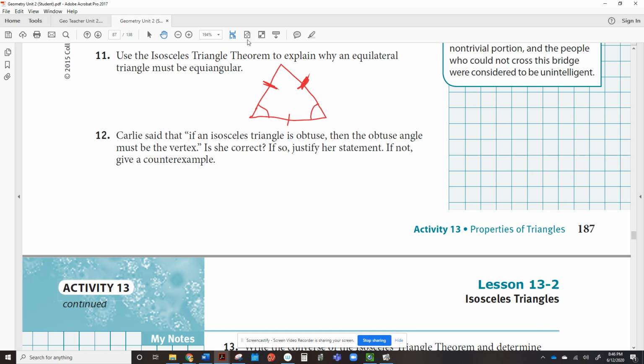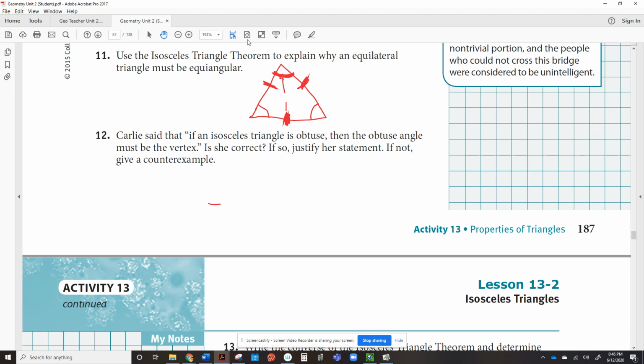Well, now let's consider that this side right here is equal to this side. These two sides are congruent. That means that this angle is equal to this angle. Well, if these two angles are equal and these two angles are equal, then that means these two angles are equal. So we've just proven that all three angles are equal. That means it has to be equilateral.